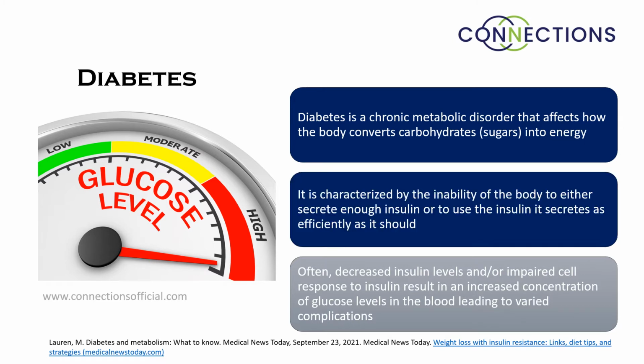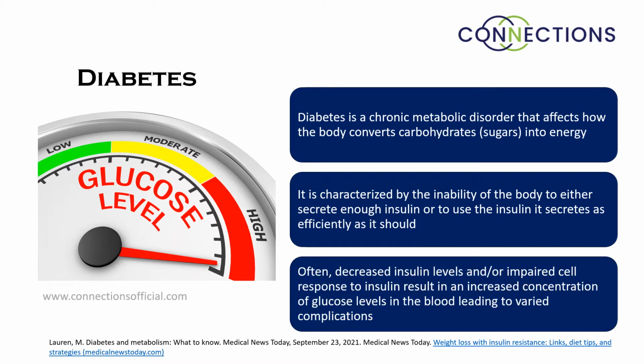It is characterized by the inability of the body to either secrete enough insulin or to use the insulin it secretes as efficiently as it should. Also, since insulin is a catabolic hormone, its decreased availability affects the metabolism of carbohydrates, lipids, and proteins. Often, decreased insulin levels and or impaired cells' response to insulin result in an increased concentration of glucose levels in the blood, leading to varied complications.